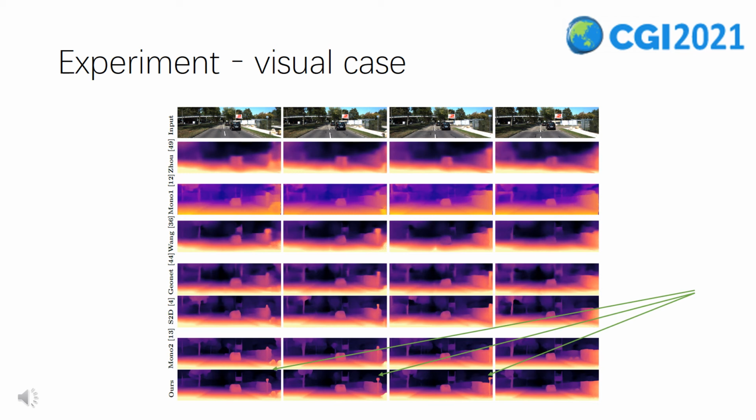Besides the comparison on metric scores, we also present some visual cases. Please look at this figure. When we input four consecutive frames, we carry out a comparison of monocular depth estimation among Zhou, Godard, Wang, Gordon, structural depth, Monodepth2, and the other method. Besides the stable depth outputs, especially for the landmark, our method can produce stable depths and a clear shape.